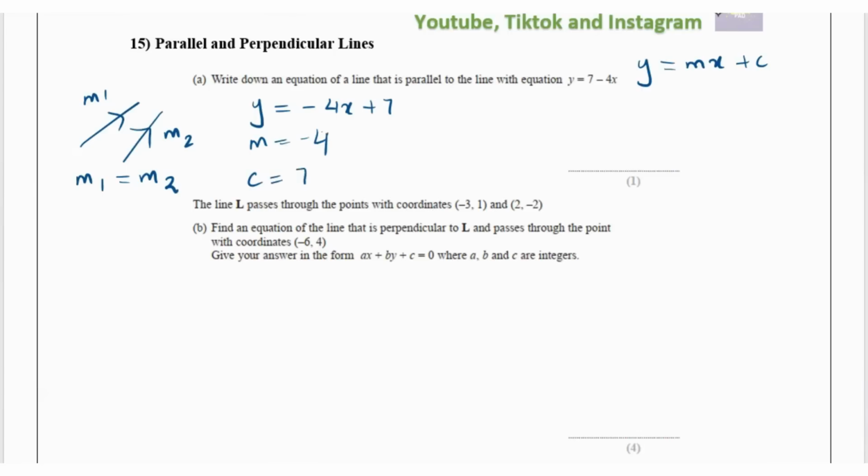So we have to write an equation of a line that is parallel to this line. As long as the equation has a gradient of negative 4, you can create any equation. It can be y equals negative 4x, it can be y equals negative 4x plus 1, 2, 3, 4, anything, or minus something. But the gradient has to be the same. That is the important thing.